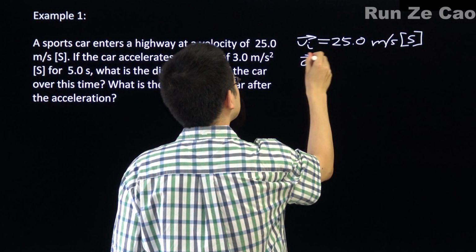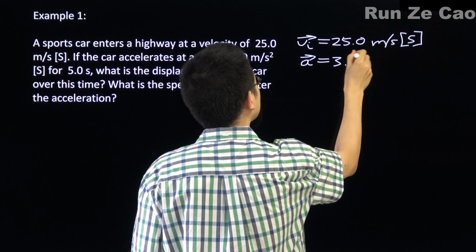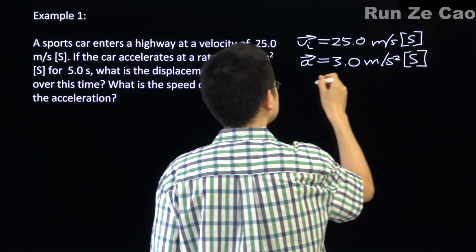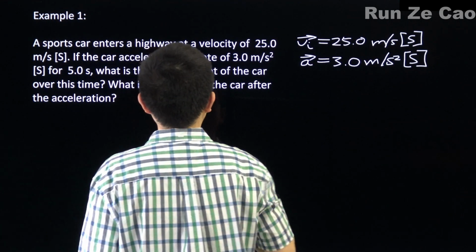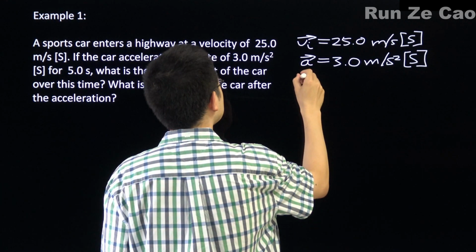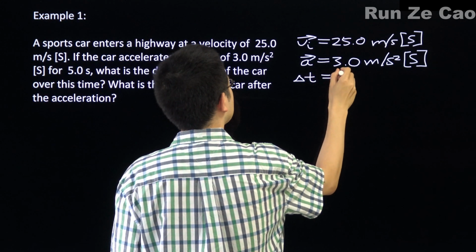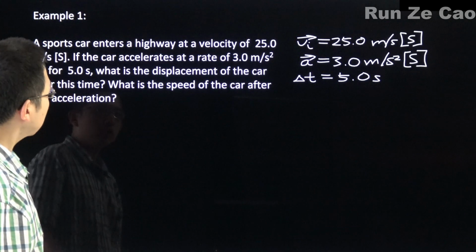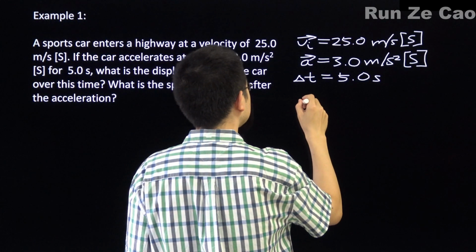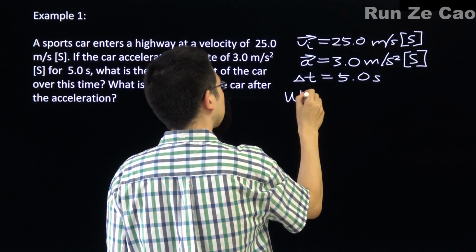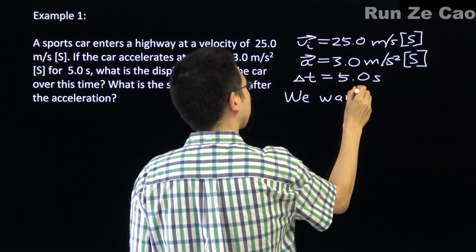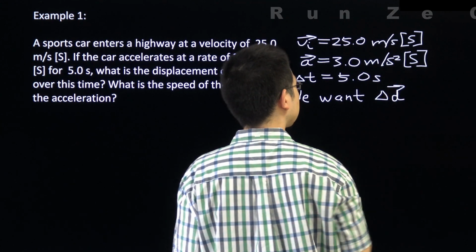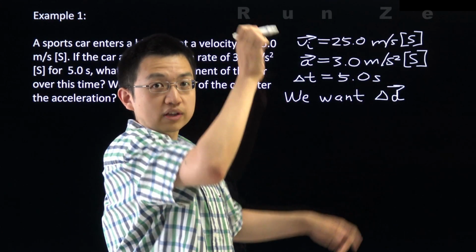Now, acceleration is equal to 3.0 meters per second squared south. And time is 5.0 seconds. And what are we looking for? We want delta D. Or you could say delta D equals question mark.